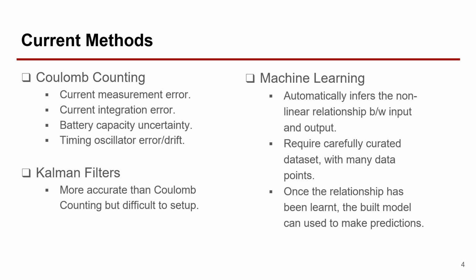The state of charge estimation error during Coulomb counting is technically constructed and quantified owing to four categories of error sources. The first one is current measurement error, the second one is current integration approximation error, the third point is battery capacity uncertainty, and the fourth point is timing oscillator error.